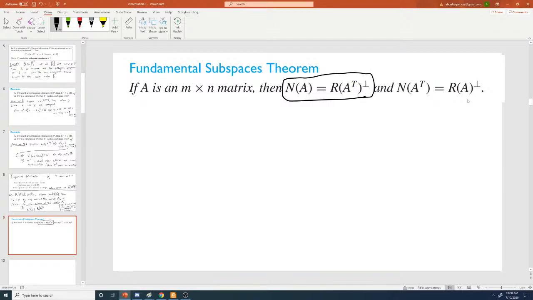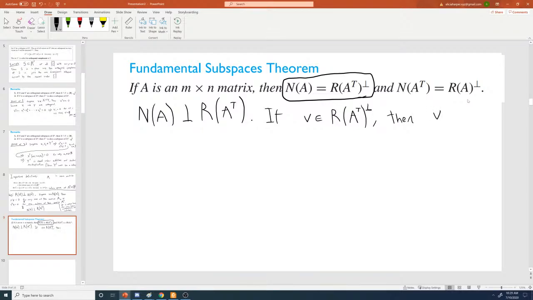So here's how we're going to prove this. We've already established that the null space of A is orthogonal to R of A transpose. Now, what we need to show is that if V is an element of the orthogonal complement of R of A transpose, then V is an element of the null space of A. Because if we prove this, then this equality will follow.